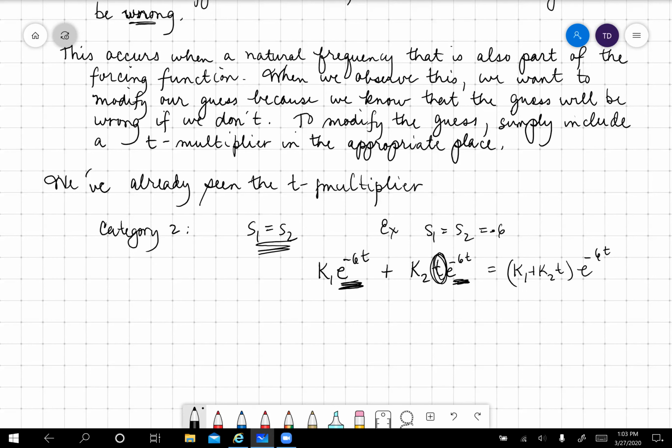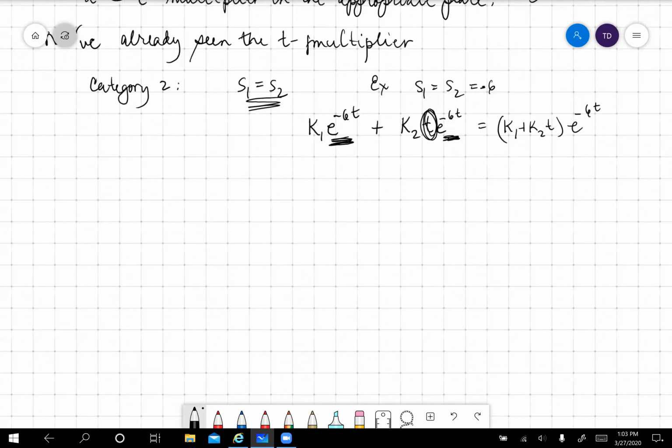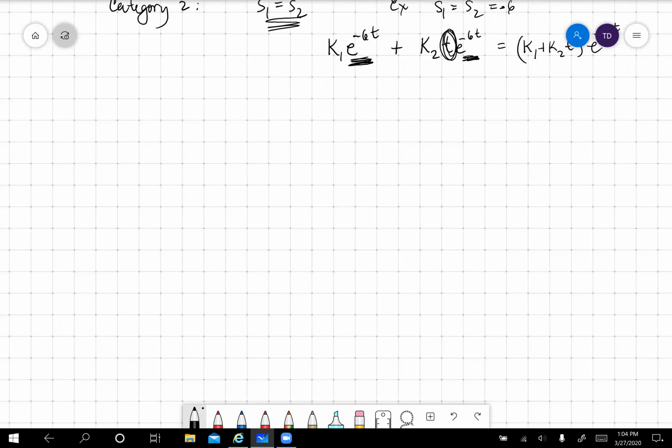So now let's see how this pertains to the homogeneous response and the forced response. So let's look at this example. Consider the following example.